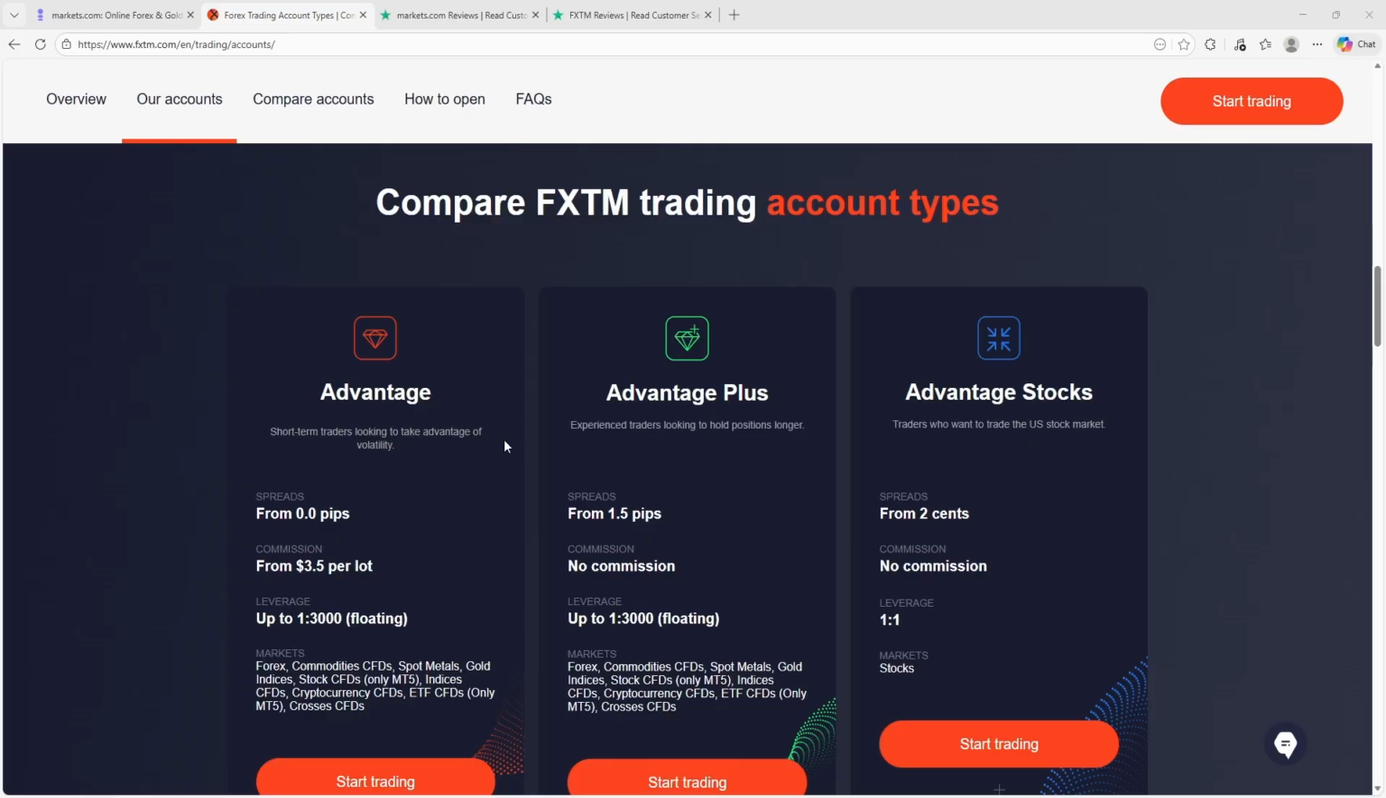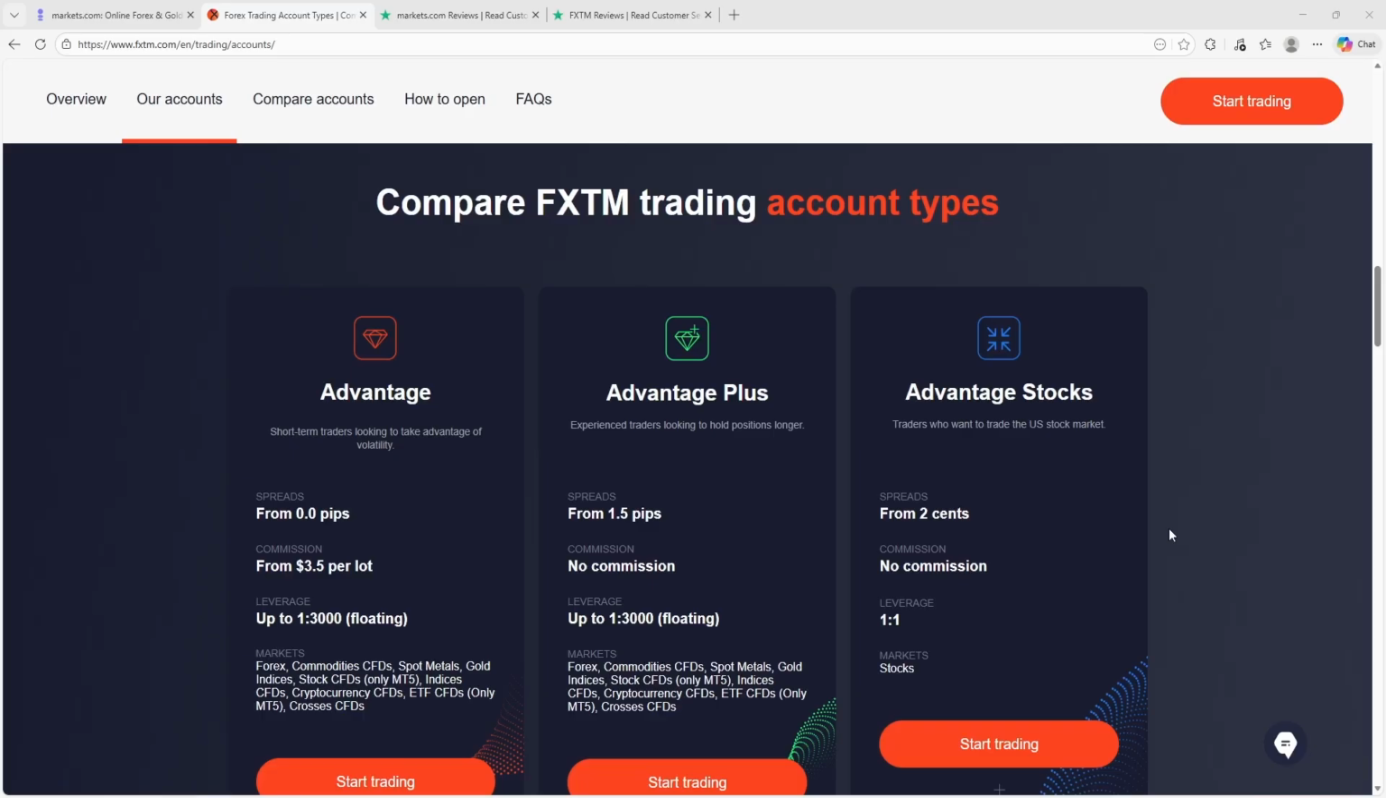The Advantage Plus account removes commissions entirely and shifts costs into wider spreads, starting from higher pip levels. This account is aimed at traders who hold positions longer and prefer cost simplicity without calculating per trade commissions. The Advantage Stocks account is structured specifically for equity traders, offering stock-only access with pricing expressed in cents rather than traditional Forex spreads. And leverage is significantly reduced to align with equity market risk profiles.